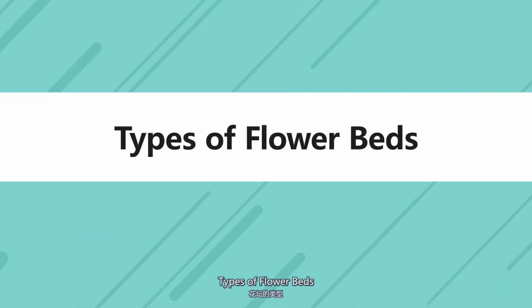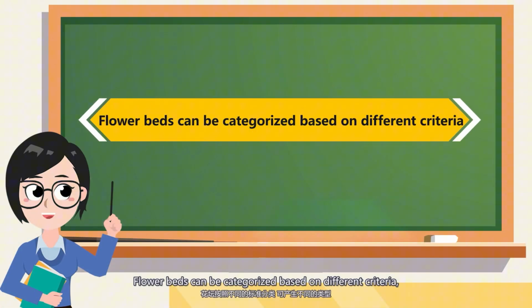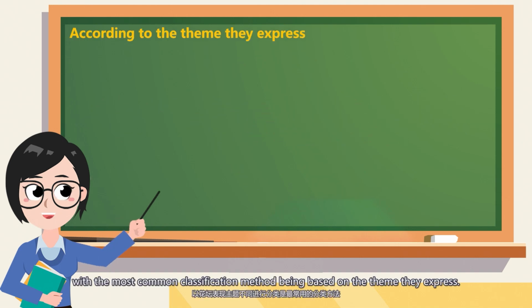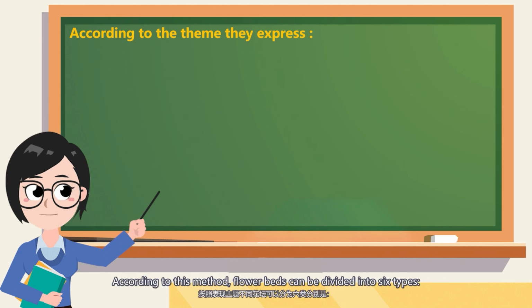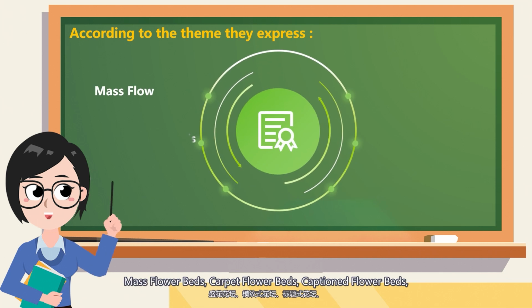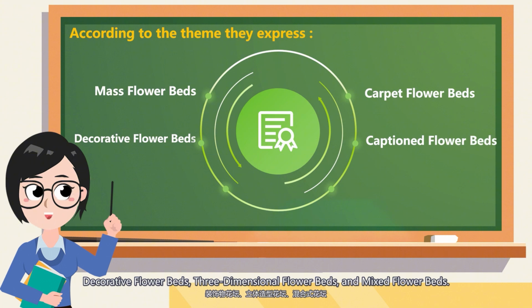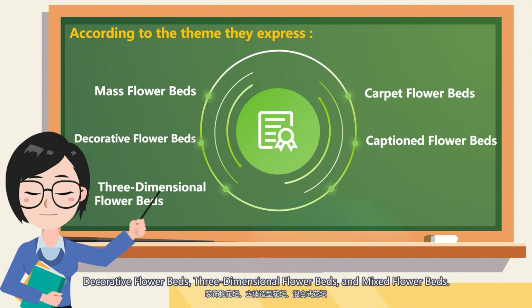Types of flower beds. Flower beds can be categorized based on different criteria, with the most common classification method being based on the theme they express. According to this method, flower beds can be divided into 6 types: mass flower beds, carpet flower beds, decorative flower beds, captioned flower beds, three-dimensional flower beds, and mixed flower beds.